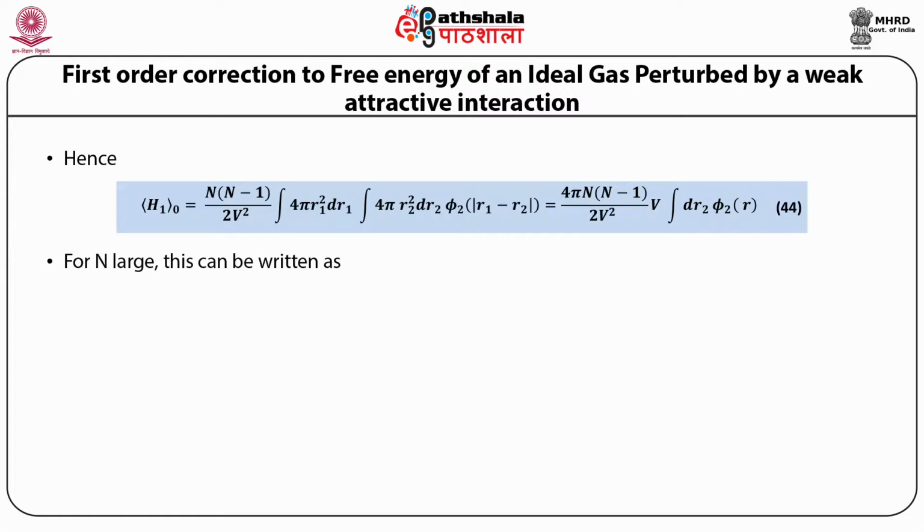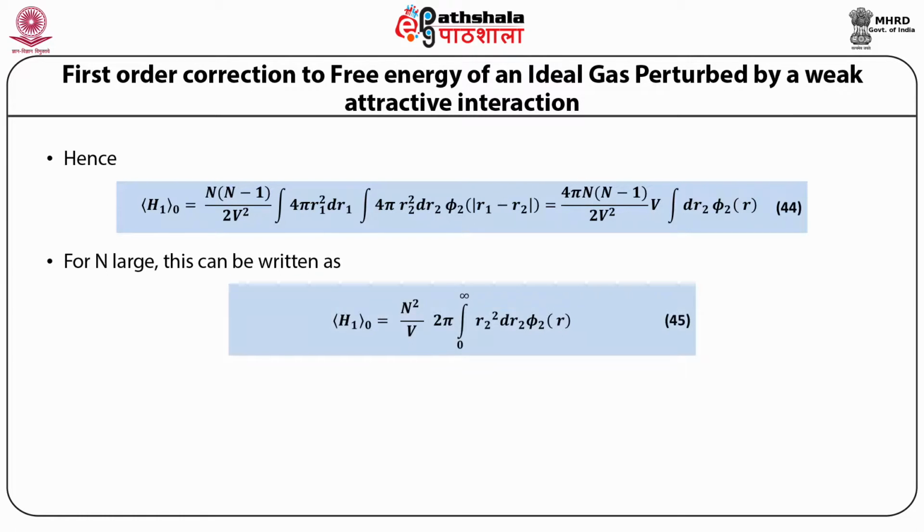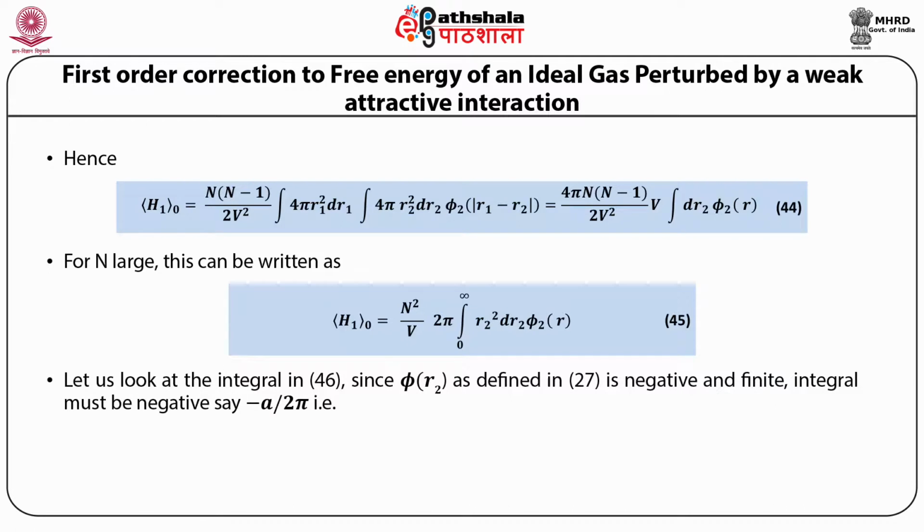For n large, this can be written as expectation value of h evaluated at lambda equal to 0 is equal to n squared upon v, 2 pi times the integral from 0 to infinity of r2 squared dr2 phi of r2. Let us look at the integral in 45. Since phi of r2 as defined in 27 is negative and phi naught, the integral must be negative, say minus a upon 2 pi. That is, expectation value of h1 evaluated at lambda equal to 0 is equal to minus a n raised to power 2 divided by v.